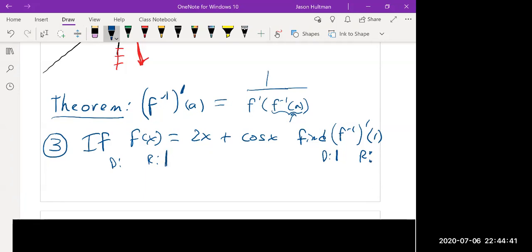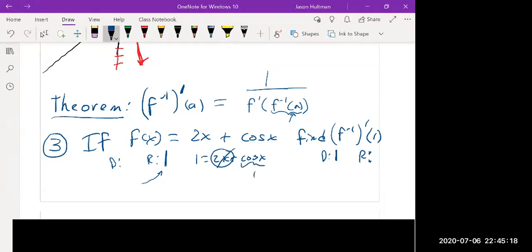Now, what value is going to get me 1 for the range in this original function? We could go through all of the algebra to figure that out, right? The output should be 1. 1 equals 2x plus cosine x, right? But what's going to get me 1 here? Just take a stab in the dark. Well, the cosine of what value is 1? 0. 0, exactly.